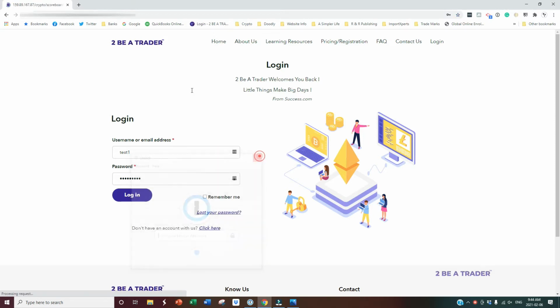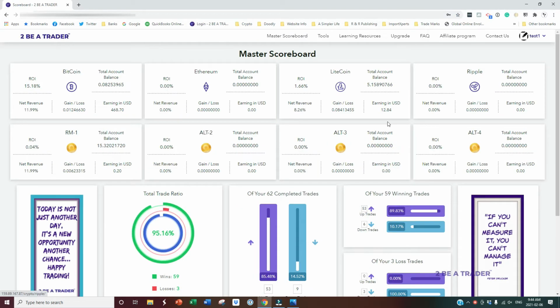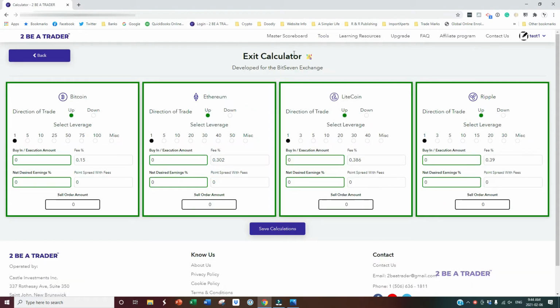One of the biggest challenges when you're a new trader is not only to calculate when you want to get into a position, but when you want to exit a position. When do you want to sell your trade? One of the tools available on the To Be a Trader platform is something called the exit calculator. The exit calculator was designed specifically for the BitSeven Exchange. It covers the 4 coins, and it covers all of the leverages for each coin.